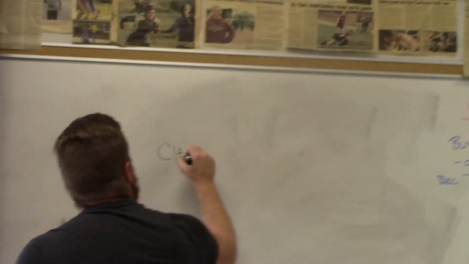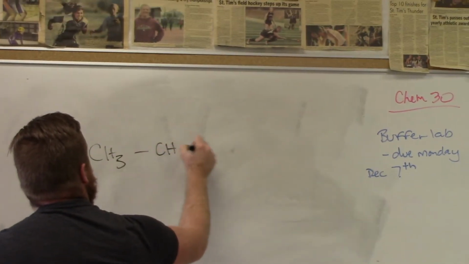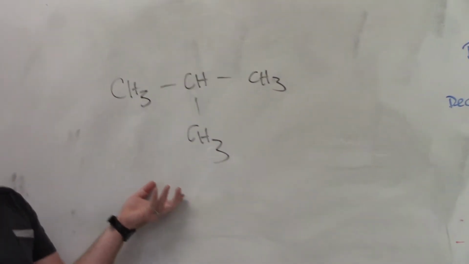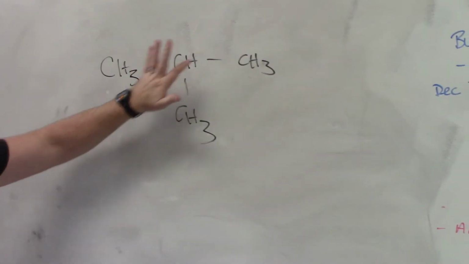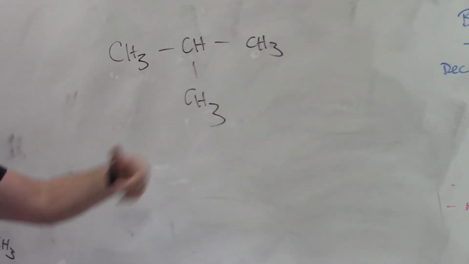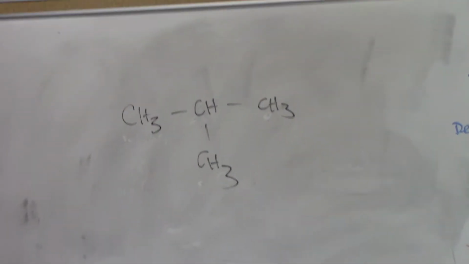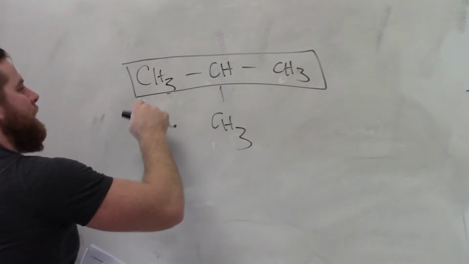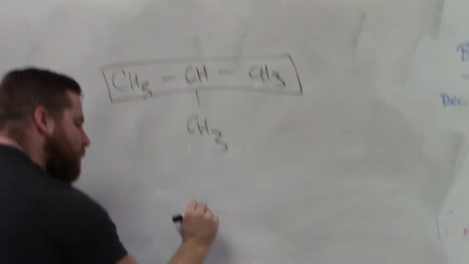So this is CH3, CH, CH3, CH3. Before I name this, I need to recognize what the longest chain is. The longest chain is 1, 2, 3 carbons, but it could be this as well, 1, 2, 3 carbons. It doesn't really matter which direction I go. I need to identify the longest chain. It's 1, 2, 3 carbons, so it's propane.